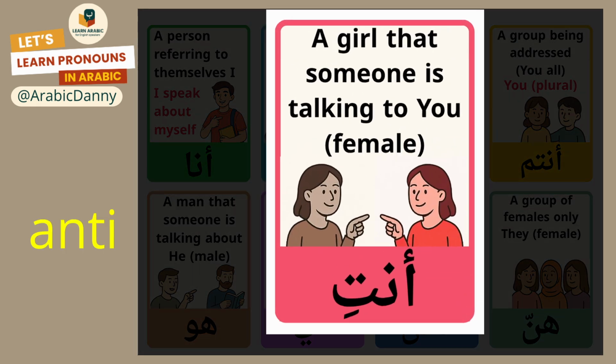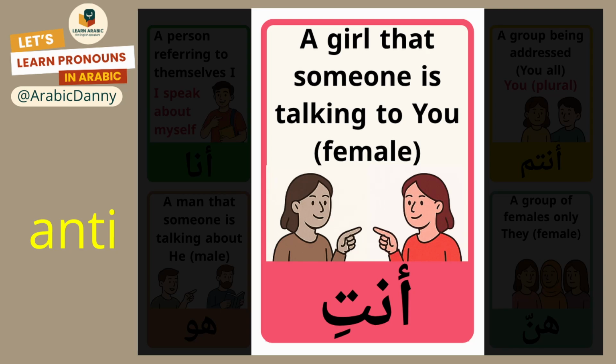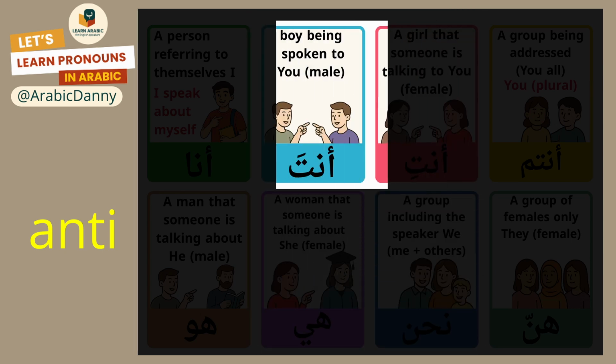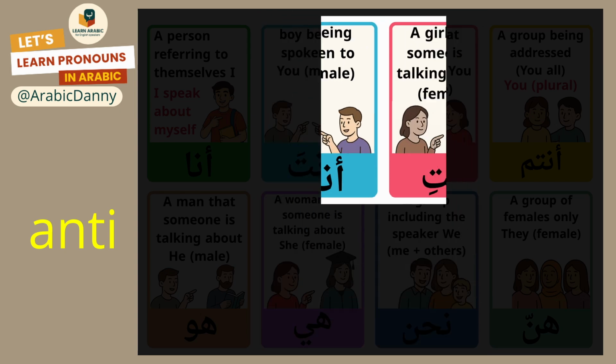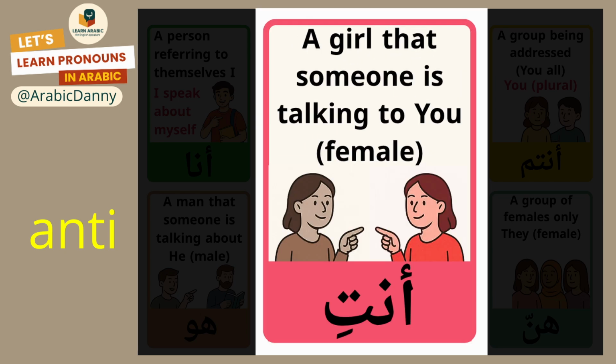Now let's learn the pronoun أنتِ. أنتِ means you, but it's used when speaking to a girl or a woman. Arabic makes a difference between speaking to a man or a woman. In Arabic, changing just one small vowel sound at the end of a word can change the meaning. For example, the word أنت, with a short A sound at the end, means you to a boy, but أنتِ, with a short E sound at the end, means you to a girl.